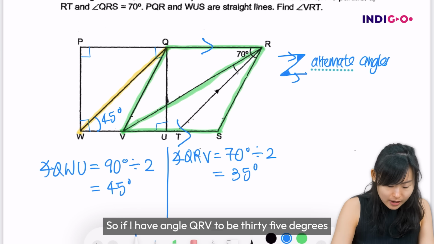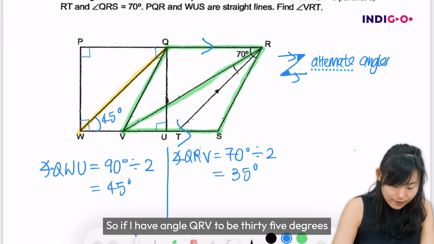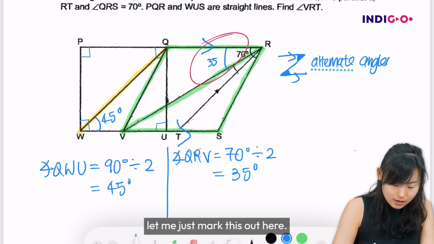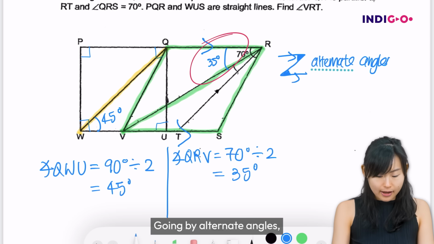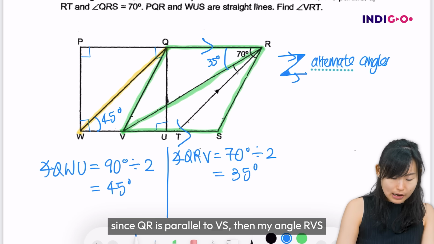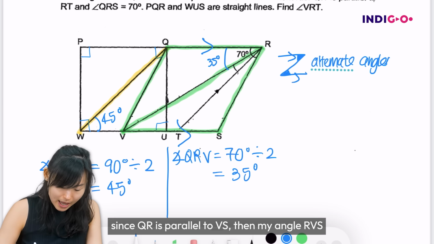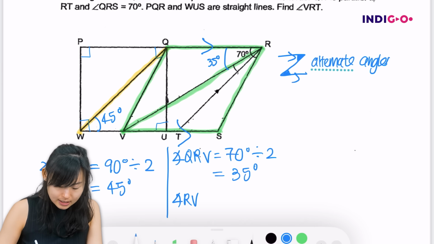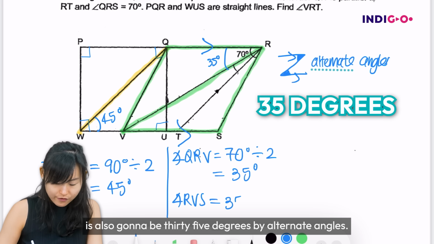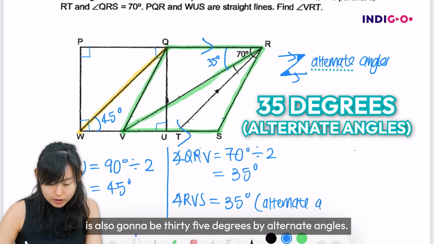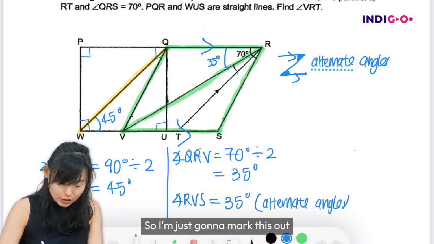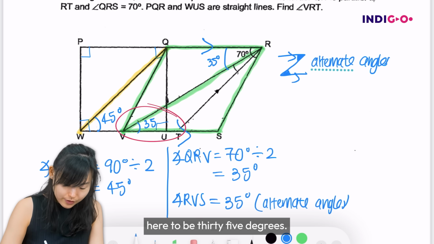So if I've angle QRV to be 35 degrees, let me just mark this out here. Going by alternate angles, since QR is parallel to VS, then my angle RVS is also going to be 35 degrees by alternate angles. So I'm just going to mark this out here to be 35 degrees.